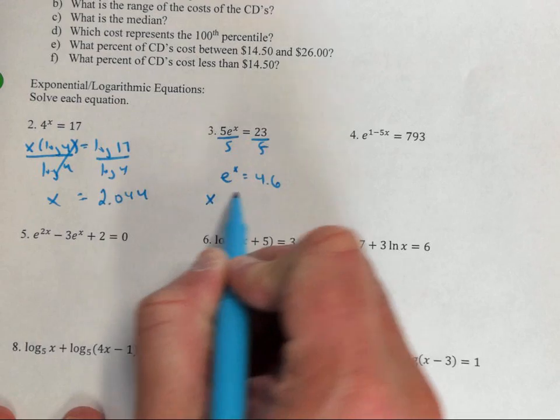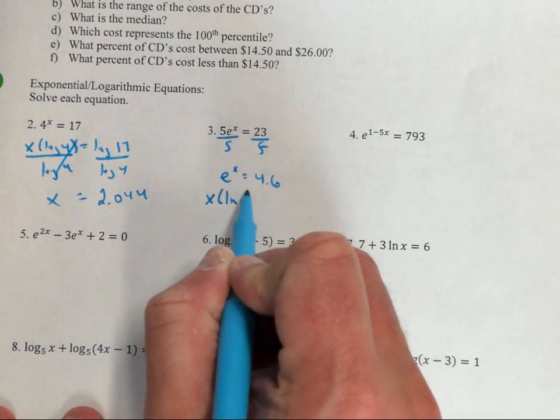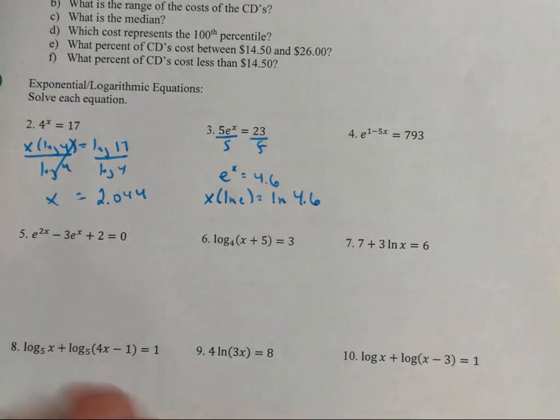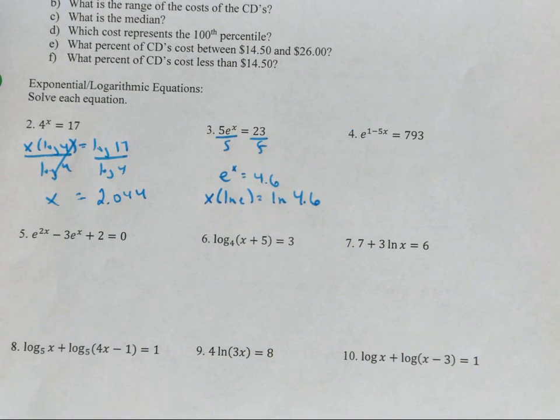So I'm going to bring the x down. And I'm going to take the natural log of both sides. Now, we talked about this heavily, very heavy first semester. What's the natural log of e equal to? 1. So do you have to worry about the natural log of e? No, so you can cross that out.